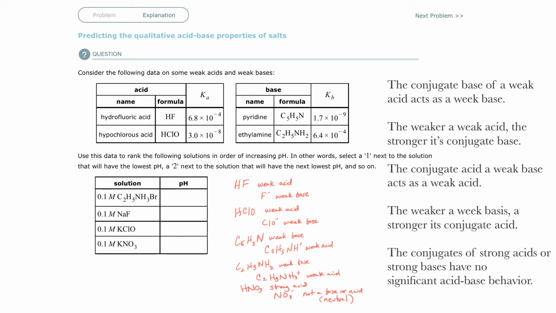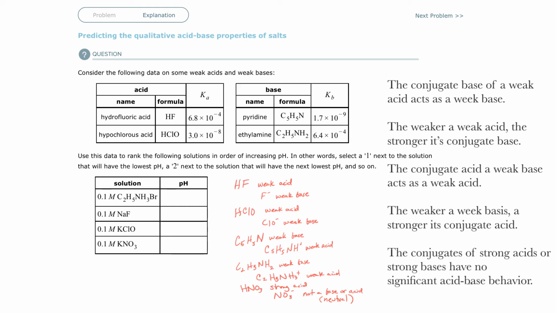So going over it again, if you have a weak acid, the base left over when you throw away the hydrogen is also weak. That's going to be a weak base. If you have a weak base and you receive a hydrogen and become a conjugate acid, that acid is also going to be weak. So the conjugates of weak are weak. That's the first thing to remember.